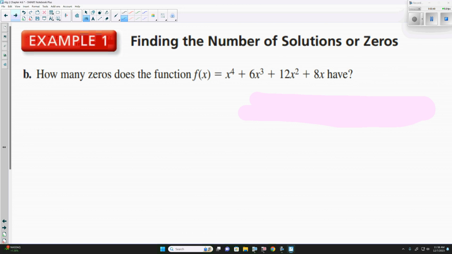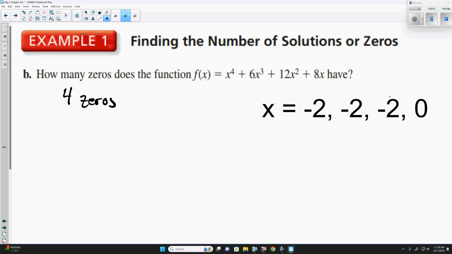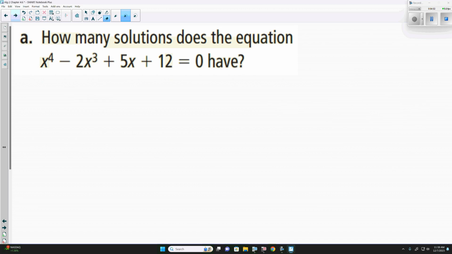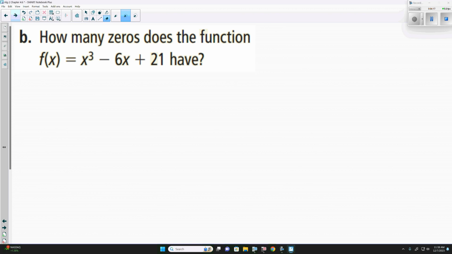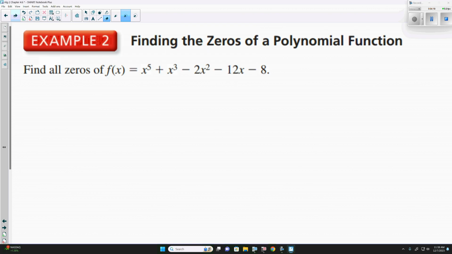How many zeros does this function have? 4 zeros, 4 solutions. And it works out for this here, the solutions are -2, -2, -2, and 0. We count the -2 3 times and 0 once, giving us a total of 4. How many solutions does x to the 4th minus 2x cubed plus 5x plus 12 have? 4 solutions. Well, at least for these. How many zeros does this one have? 3. Because it's equal to the degree. Okay.